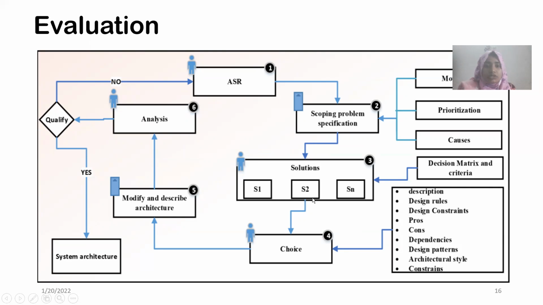From all these solutions, we choose the best one based on this description, design rules, design considerations, pros, cons, dependencies, design pattern, architectural style, constraints, etc. After choosing our software architecture, we can modify and describe our architecture if any modification arises. Then we can analyze our architecture. If quality is yes, then we can build the system architecture. If the answer is no, then we go to our iterative process like ASR. Then we can continue all the steps again.